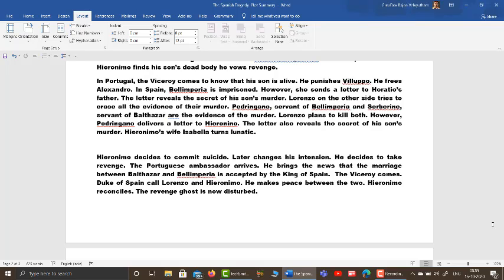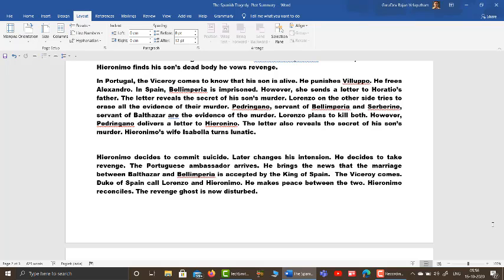Okay. Now in Spain, when Pedrignano informs the brother of Bellimperia that his sister is in love with Horatio, they murder Horatio, and they imprison Bellimperia in the house with a servant. However, Bellimperia sends a letter to Horatio's father, Hieronimo. In that letter, Bellimperia reveals the secret of who is involved in the murder of his son Horatio, and the letter goes to the hands of Hieronimo.